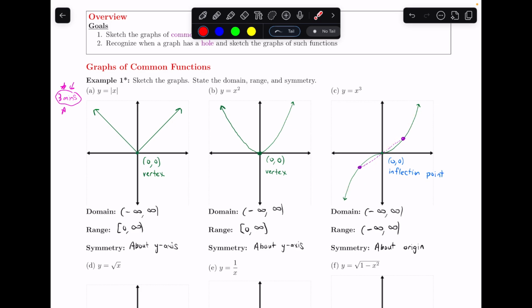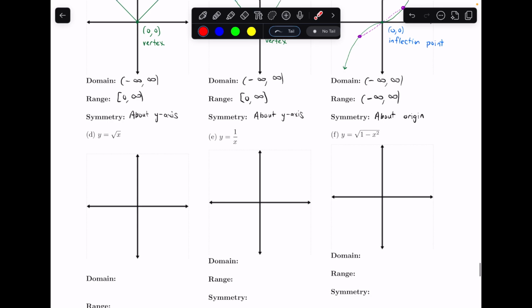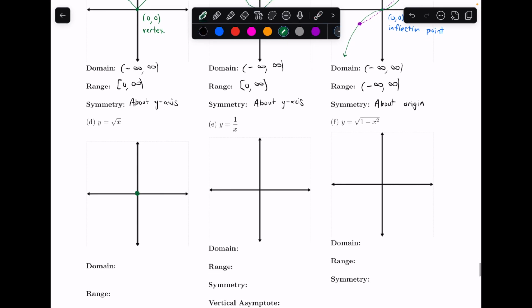All right, let's talk about the bottom three. So square root of x. The square root of x graph starts at the origin here, and then it curves upwards like this. So this is (0, 0), and for the square root, I'm going to call that starting point the initial point where my square root function begins.